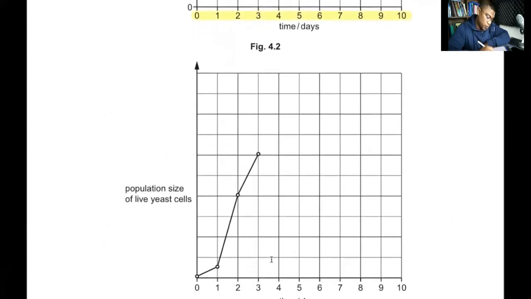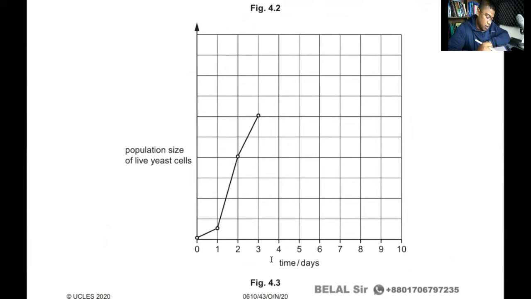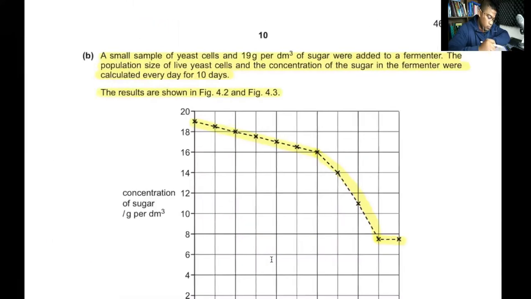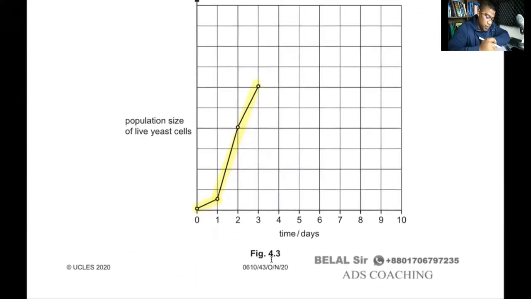We have a figure 4.2. The population size of live yeast cells, we can see from 0 to 1st day, we can see a lag phase. And then from 1 to 4th day, we can see a log phase that increases exponentially. Now let's see the question. Draw an X on figure 4.3 to indicate the position of the lag phase. Okay. So figure 4.3 is this one. The position of lag phase should be here. So we drew the X.